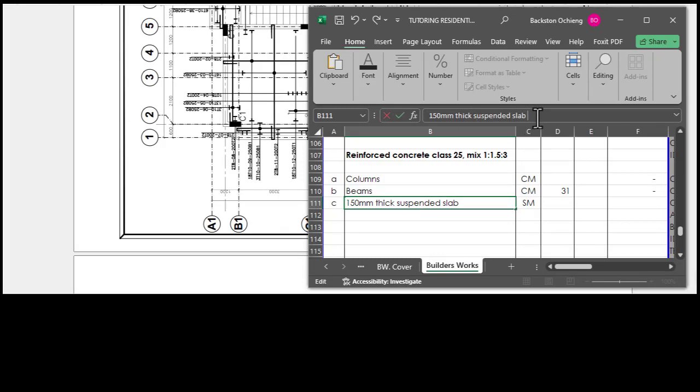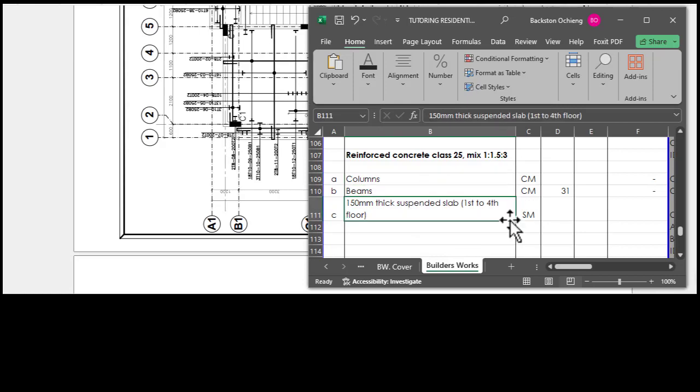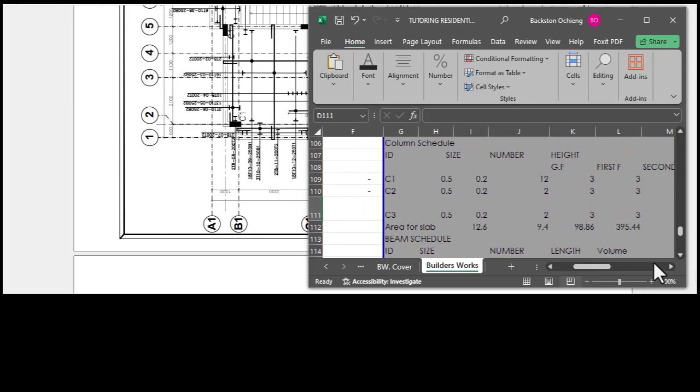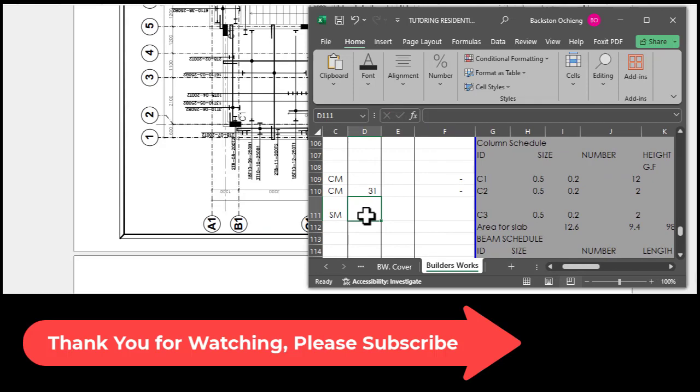Suspended slab, you can put in bracket or just put it as a full description. First to fourth floor. Okay, first to fourth floor. So once we have that indicated, and then we have got the area for those from first to fourth, and the area is 396. So we have this as 396 square meters.